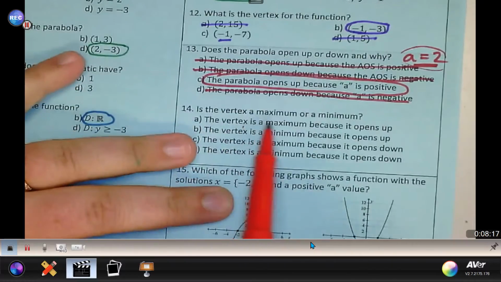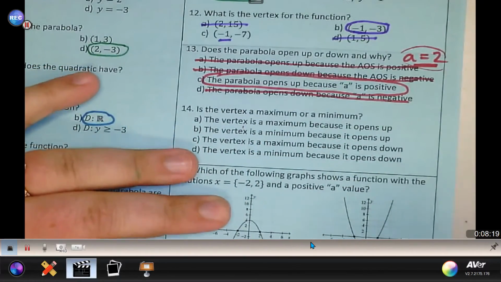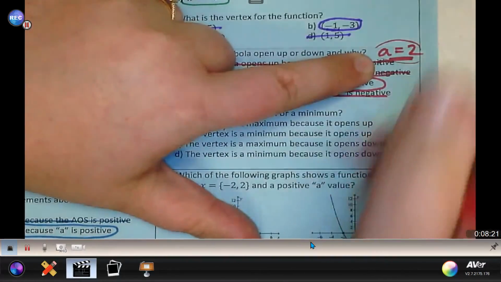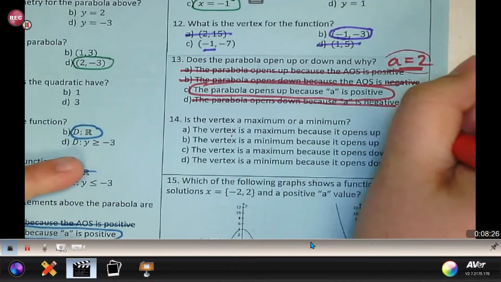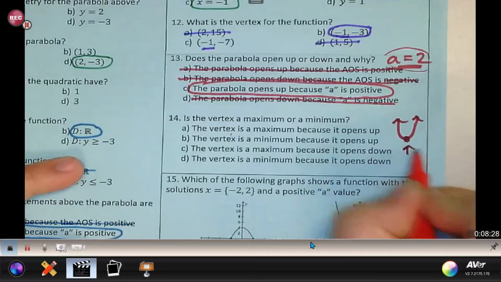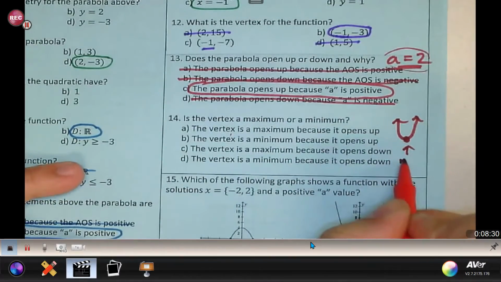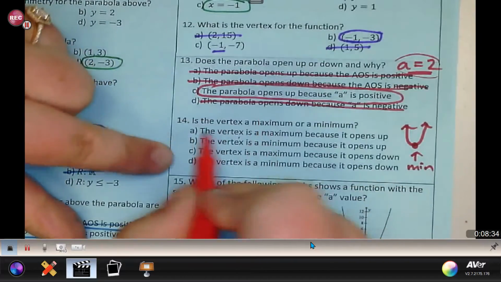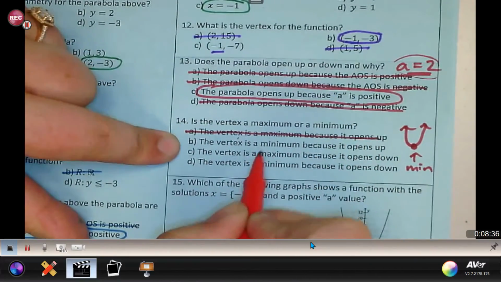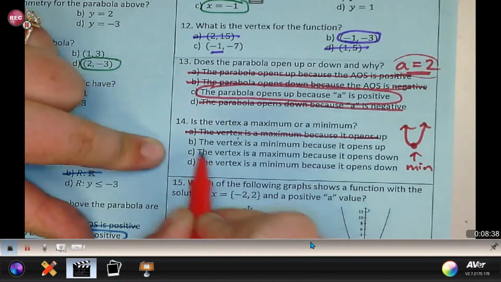And then lastly, is the vertex a maximum or a minimum? Well, here we said it opens up. So here is my very, very rough sketch. It opens up. Well, that makes the vertex a minimum because it's at the bottom of our valley. So here it says a maximum. I know it's not that. Here it could be a minimum. The vertex is a maximum. I mean, yeah, it's not that.